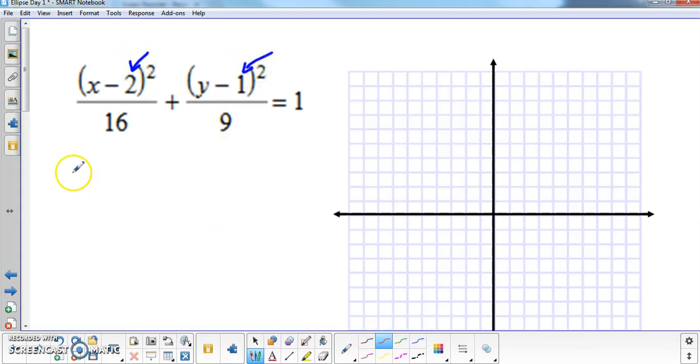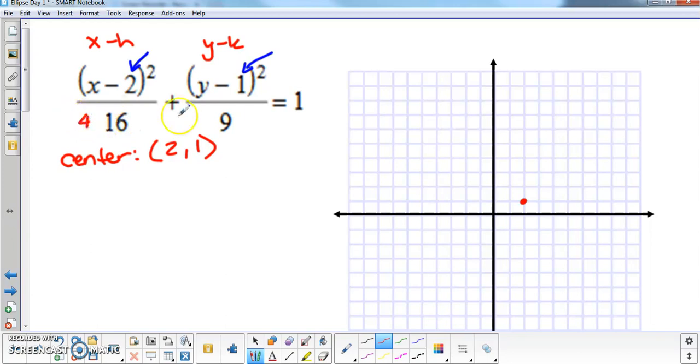Those are my center. So my center is at 2, 1, because these are the opposites, because this is x minus h and y minus k. So these are going to be the opposite signs of whatever's up here. So I'm going to go to 2, 1 right here and place my center. I'm going to take the square root of both of these terms on the bottom. So the square root of 16 is 4 and the square root of 9 is 3.